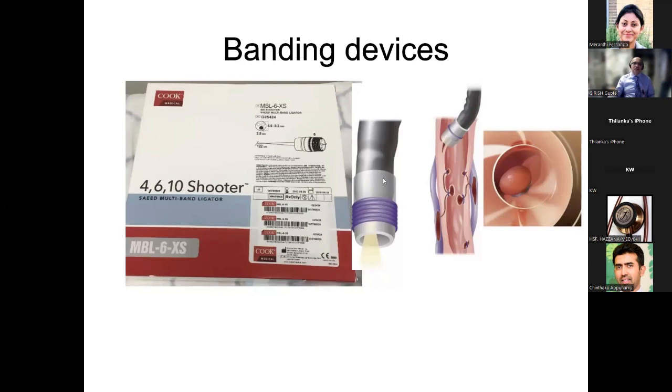So this is the endoscope. The bander sits at the bottom end of the endoscope with these rubber bands around it. So you put the endoscope down, you adjust it so that it is near the wall, you suck the varix in, and then fire the bander so that the bander goes around the varix. It's quite a clever mechanism, whoever devised it.